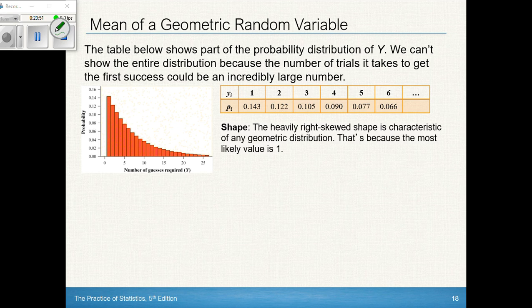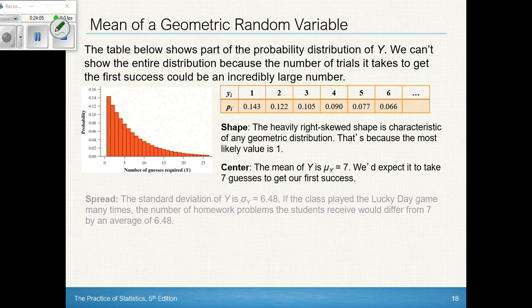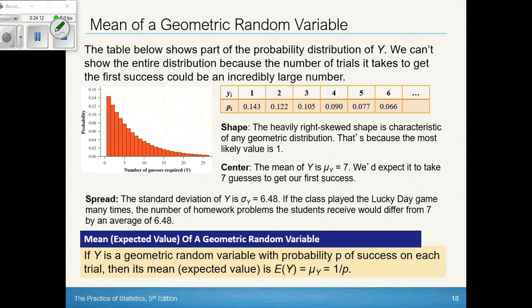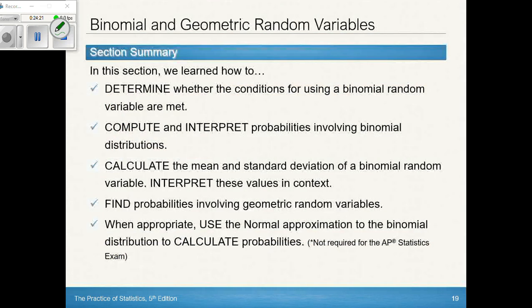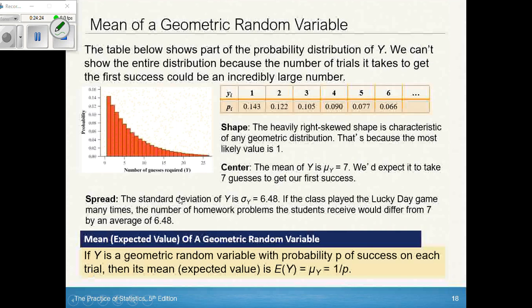It's heavily right skewed. The mean is 7, which is actually 1 over the probability, 1 over 1/7. Because on average, it would take 7 guesses to get it right. And here's the standard deviation. You'll be given the formula to find that, but it works the same way. Here's the formula for the mean. The mean of this distribution is 1 over the probability of success.